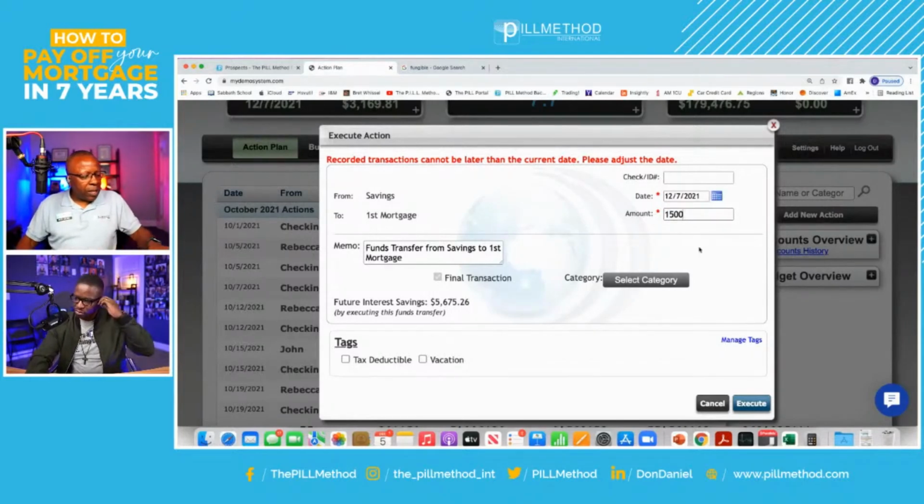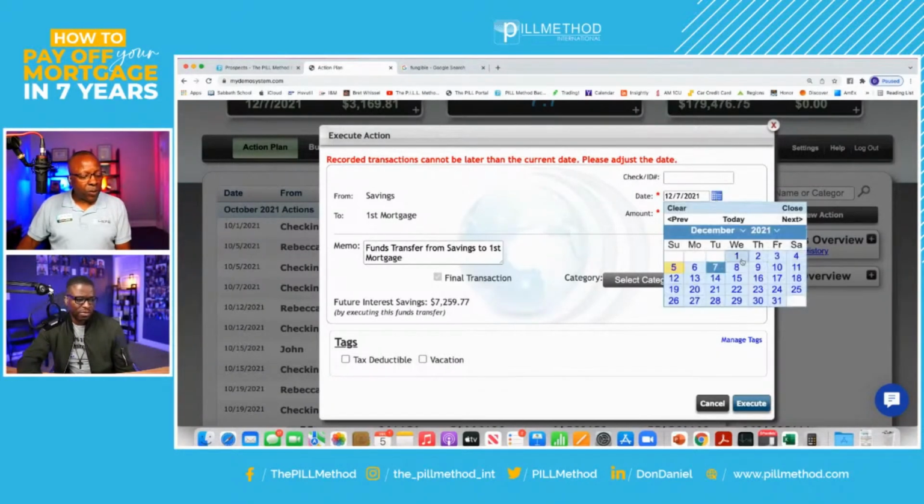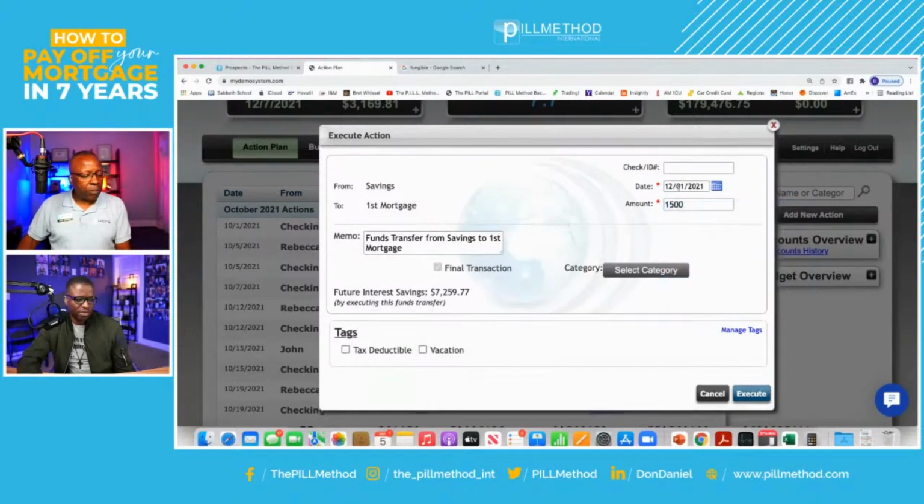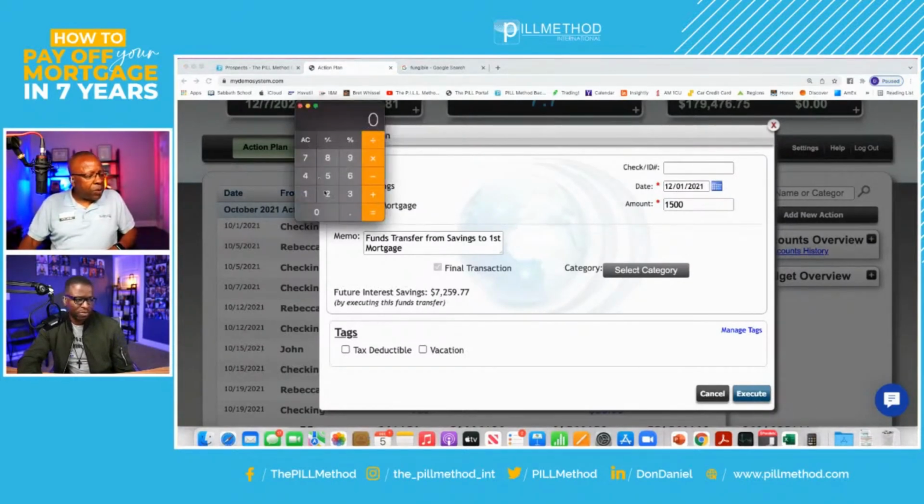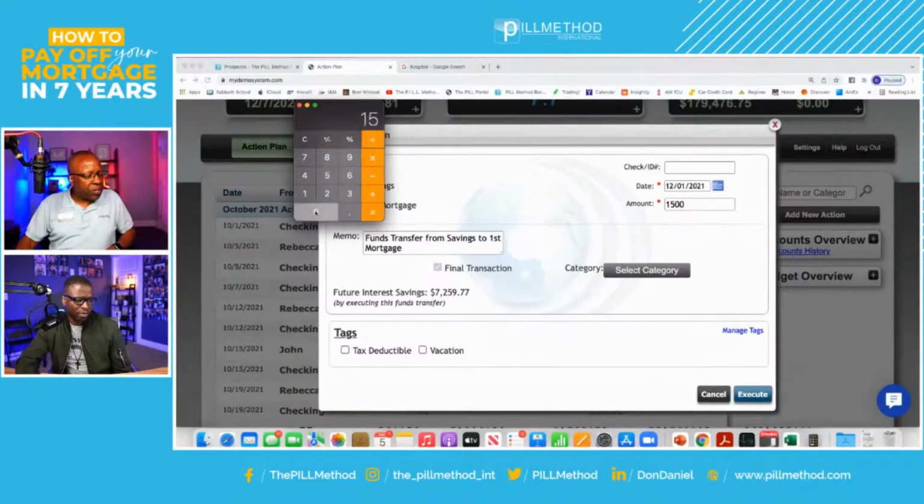Program recalculates and says, you're not saving $5,000 in interest anymore. Now you're saving $7,259.77. I'm not going to wait till the 7th of the month. I'm going to pay it on the 1st. Boom. Okay, pay it on the 1st. So I'm paying more and I'm paying it sooner. Back into the calculator, I'm saving now $7,259.77. And I'm going to divide that by $1,500 instead.